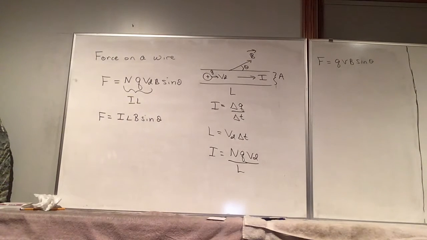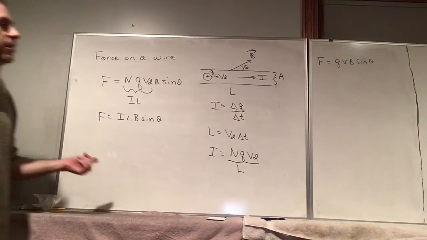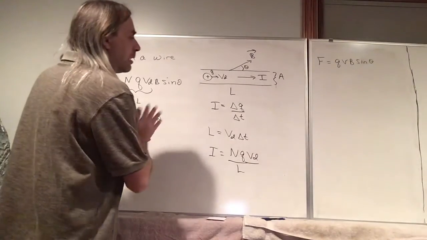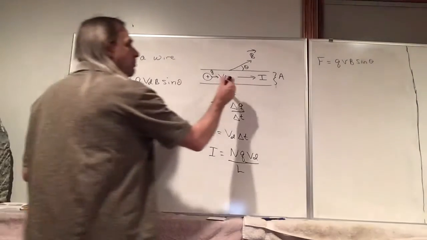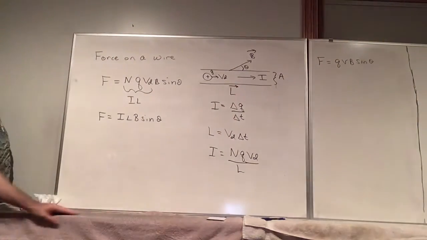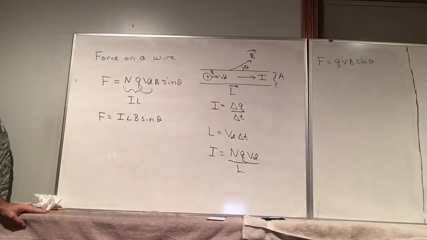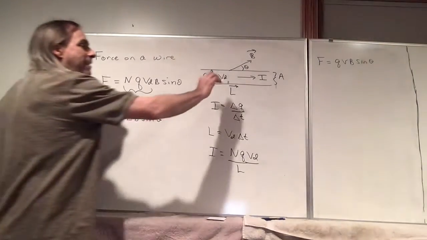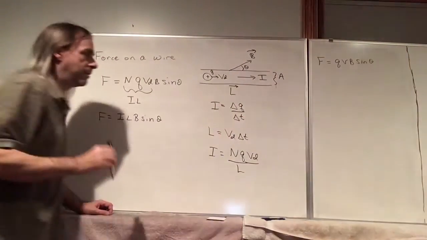And so we can write this as a cross product. We just have to be careful to get this right. So what we do is define a vector L. L points in the direction of the wire, so the magnitude of L is the length of the wire, and it points in the direction of the current.